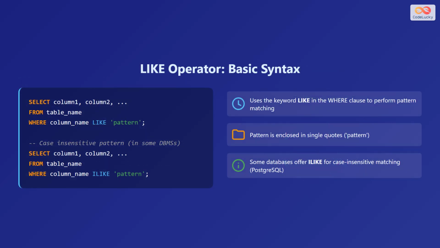Let's take a look at the basic syntax of the LIKE operator. You'll use SELECT to specify the columns you want to retrieve, followed by FROM to indicate the table. The WHERE clause is where you'll implement the LIKE operator along with the column name and the pattern you're searching for, enclosed in single quotes. Some database management systems offer ILIKE for case-insensitive matching. Keep in mind that the availability of ILIKE depends on the specific database system you are using. For example, PostgreSQL supports ILIKE.